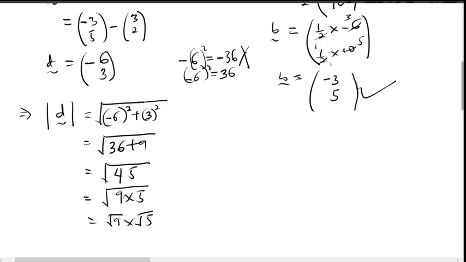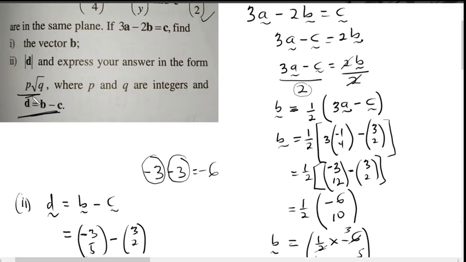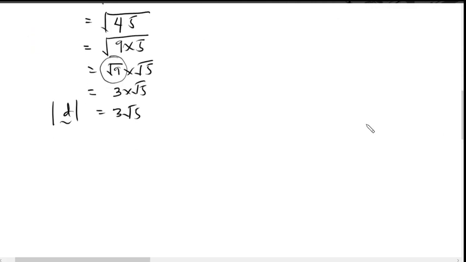There is no need to write all of these steps. I'm just doing some here so that you get exactly what I'm talking about. 9 is a perfect square, so the root of 9 is 3. So we have 3 times the root of 5, and that is 3 root 5. So the magnitude of vector D expressed in the form that we were told, P root Q, is this. Comparing our final answer to P root Q, P is equal to 3, and Q, which is in the square root sign, is 5.